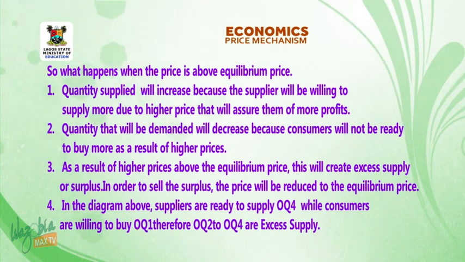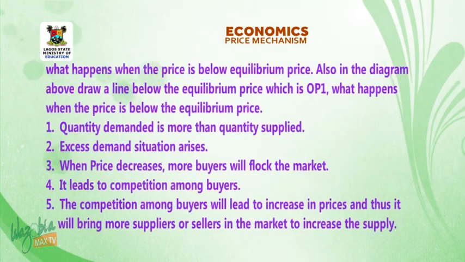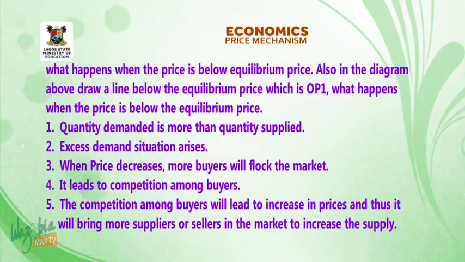4. In order to sell the surplus, the price will be reduced down to the equilibrium. 5. In the diagram above, suppliers are ready to supply OQ4 while consumers are willing to buy OQ1. Therefore, OQ1 to OQ4 are excess supply. Let us see what happens when the price is below the equilibrium.